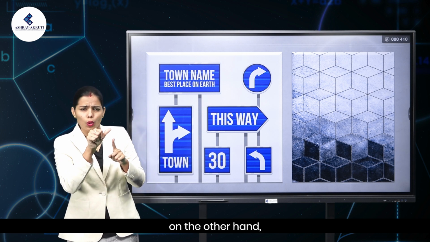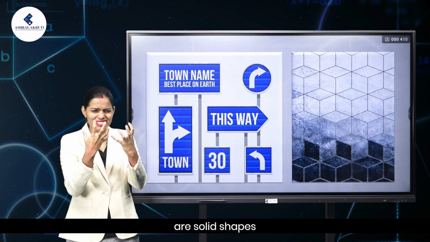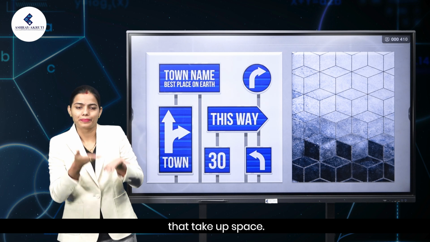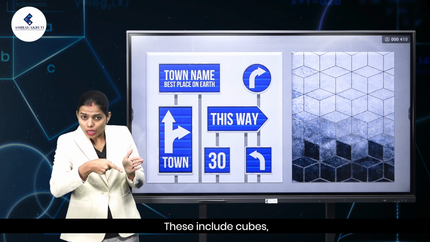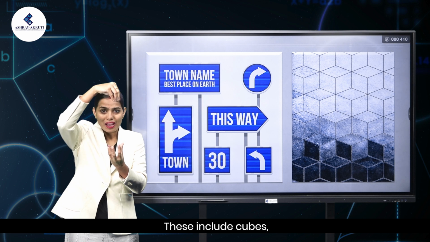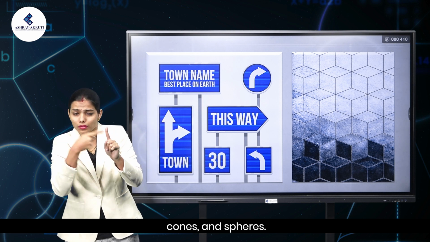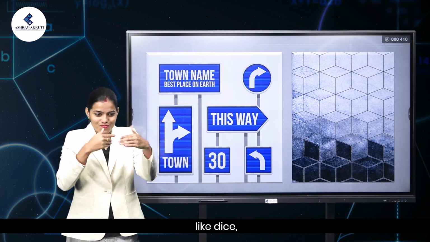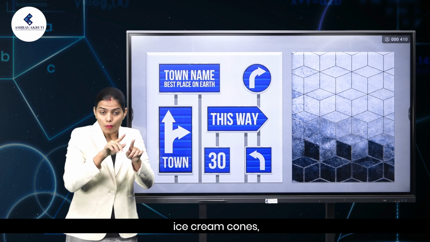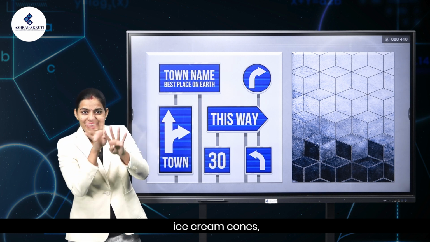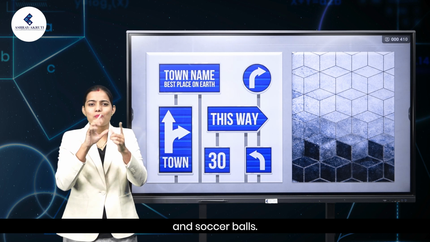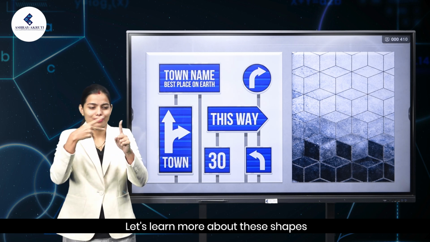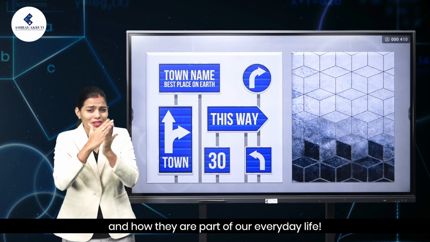3D shapes, on the other hand, are solid shapes that take up space. These include cubes, cones, and spheres. You can see them in objects like dice, ice cream cones, and soccer balls. Let's learn more about these shapes and how they are part of our everyday life.